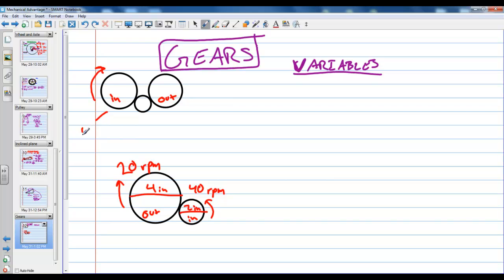So this is turning, and this is being turned. I don't know if I spelled that right or not. But turning and being turned.